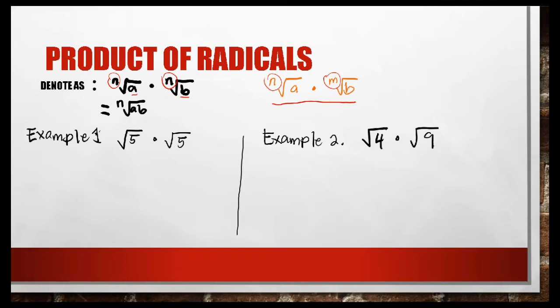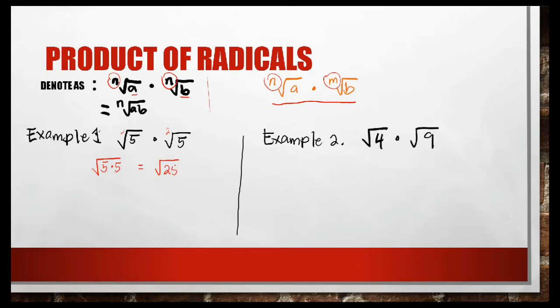We have two ways in solving these radicals. The first way is following our law, and the second way is getting the simplified form of radical before multiplying. So now, let's have the example number 1. Square root of 5 times square root of 5. Since our index is the same, or pareha yung index natin which is 2, we can multiply already the radicand. So we copy the radical sign and multiply the radicand, which is 5 times 5, and it is equal to square root of 25.